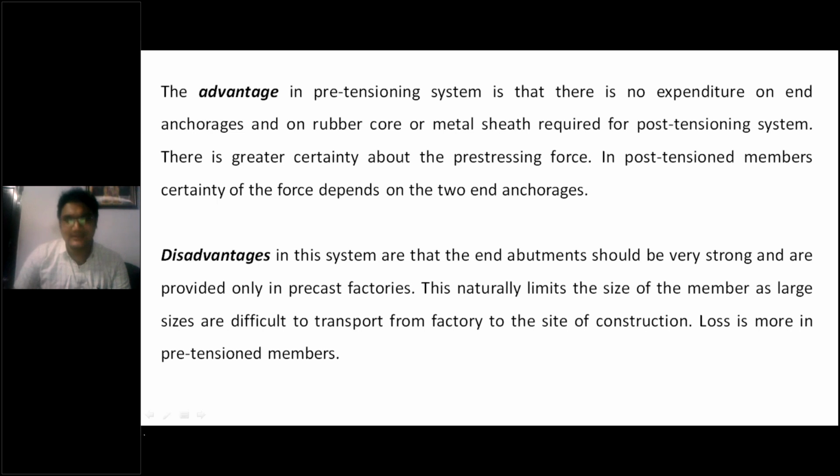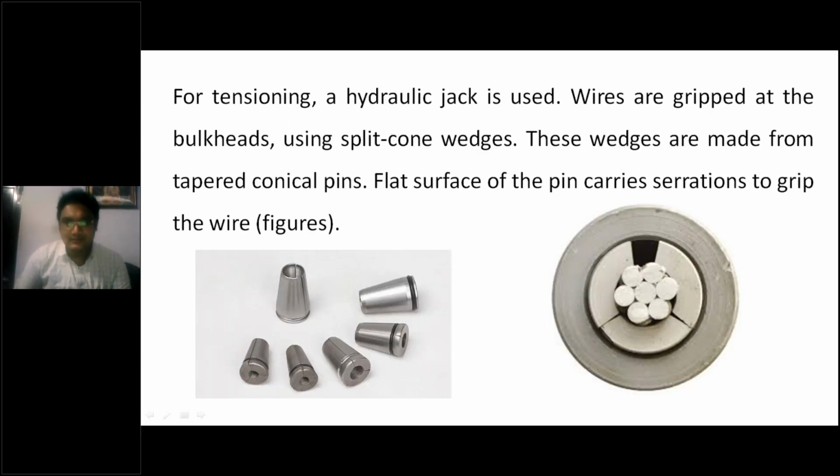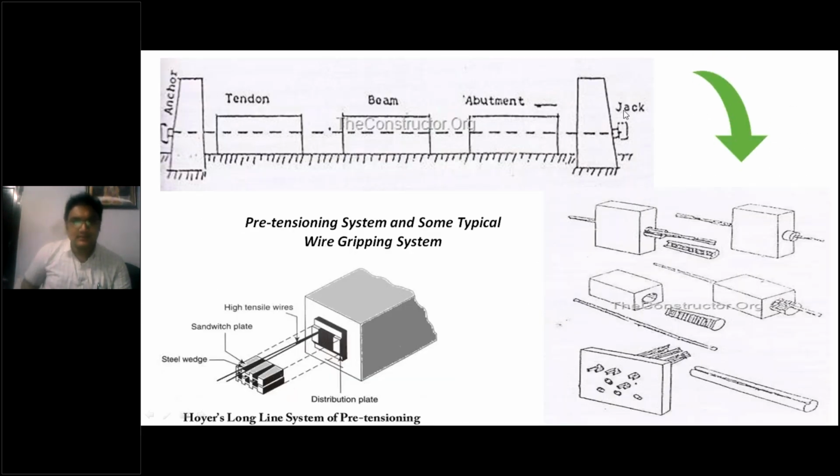Let's talk about the disadvantage. What will be the disadvantage in pre-tensioning? The end abutment should be very strong. Okay, what do you mean by that? Here you can see in the picture, these are called abutments, right? This abutment is made up of concrete. Okay, this abutment is made up of an RCC element.